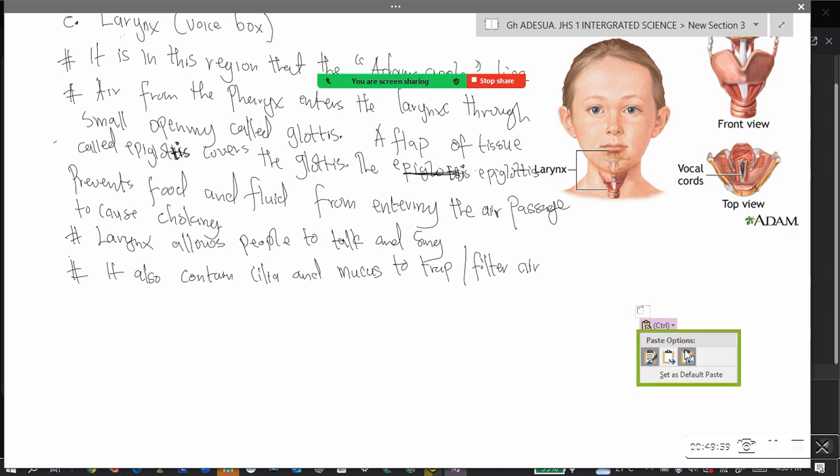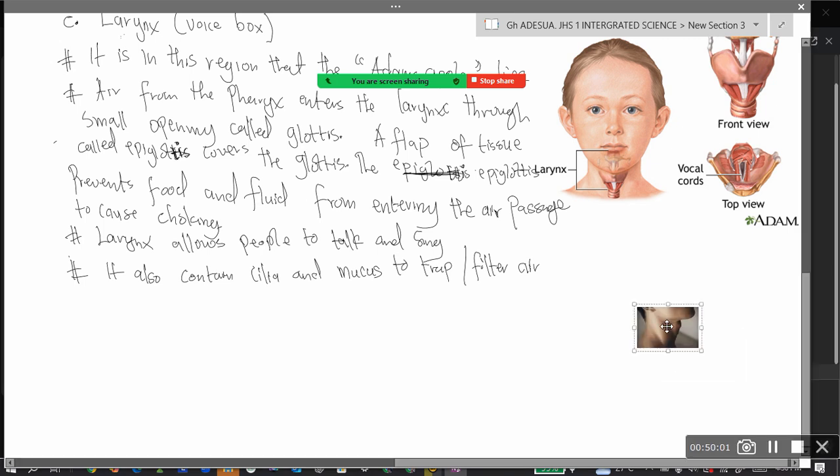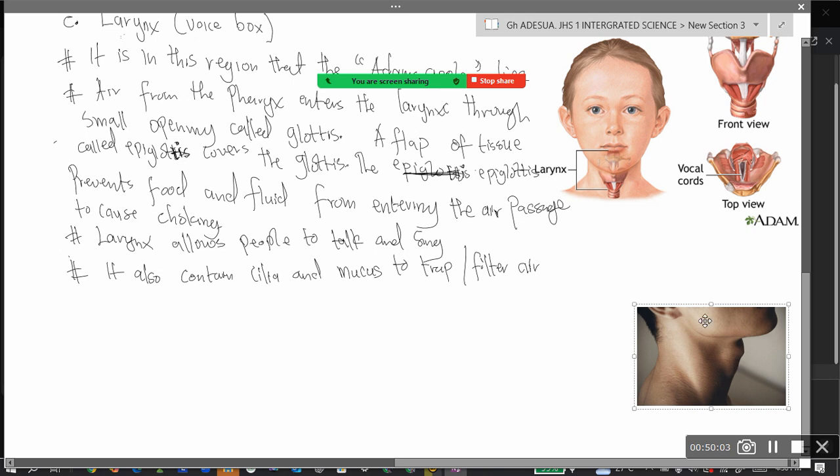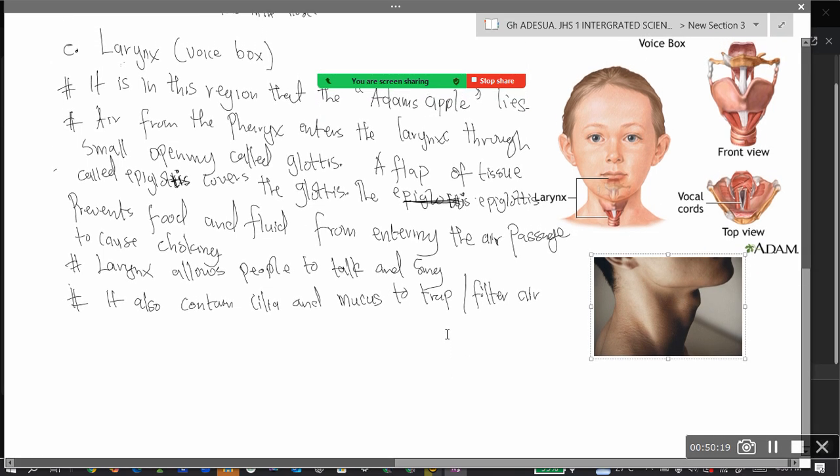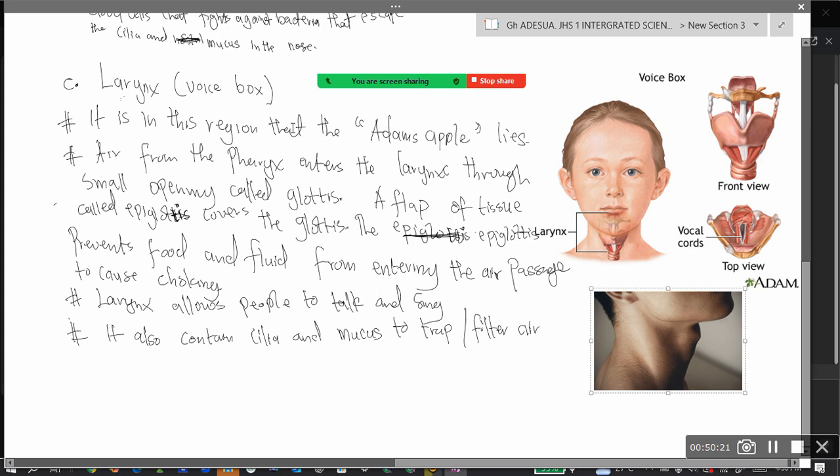So this is Adam's apple. You see that thing you see over here? Can you see it? This thing right here at the neck. That is Adam's apple for you. So the Adam's apple is found at the larynx, right?